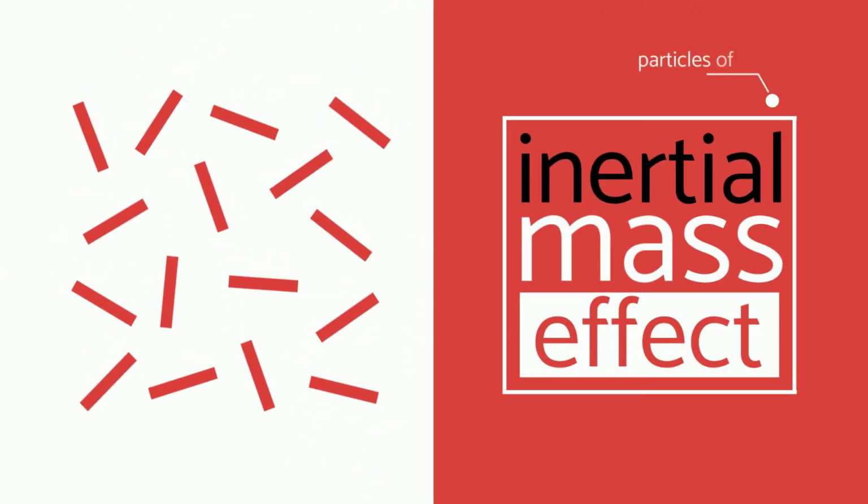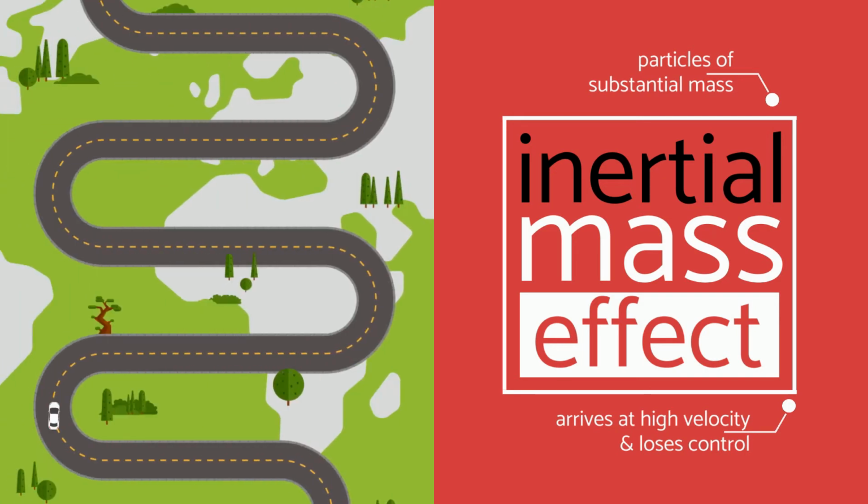Next is the inertial mass effect, which works with particles that have substantial mass. The particle arrives at high velocity, but due to its mass, it loses control and collides with the media fiber instead of just going with the flow. Imagine speeding through a winding road at full speed, and you'll get the idea.